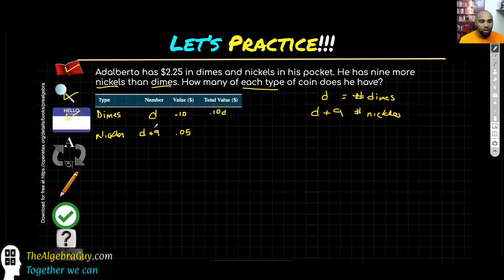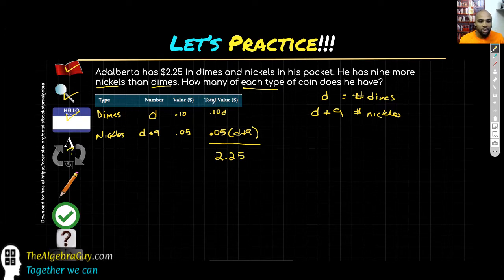So what's the total value? Well, whatever the number is times what the value is. So like if we have 5 nickels, it'd be 5 times 5 cents, which is 25 cents. But we don't know the number. We're just going to say it's this number, whatever that is, times 0.05. So we can rewrite that. It looks like this, 0.05 times (D plus 9). So that's the value. Now I want the total value. All should add up to what? The total, when I add all this together, it should give me $2.25.